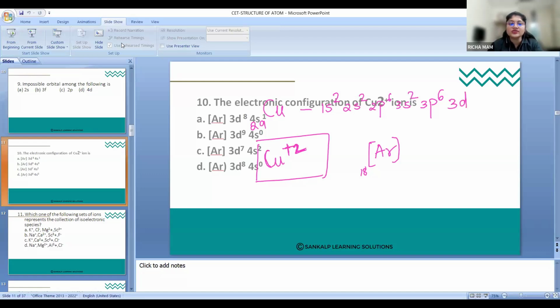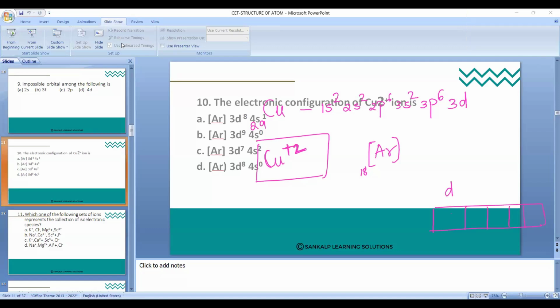Okay, so next electrons will enter into 3d orbitals. How many maximum electrons can be filled in d orbitals? Yes, 10 electrons. Very good. So the maximum number of electrons that can be filled is 10. So 18, plus 10 is 28.